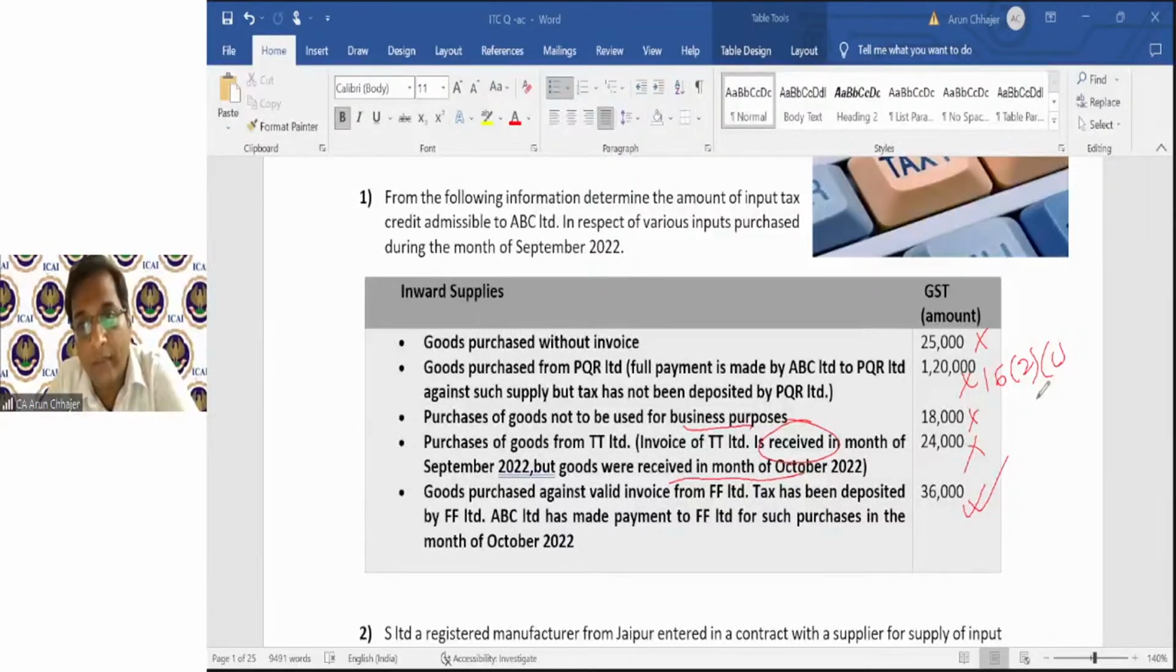Because payment is to be made within 180 days. He has made the full payment in 1 month. So he would be eligible for 36,000, no problem.